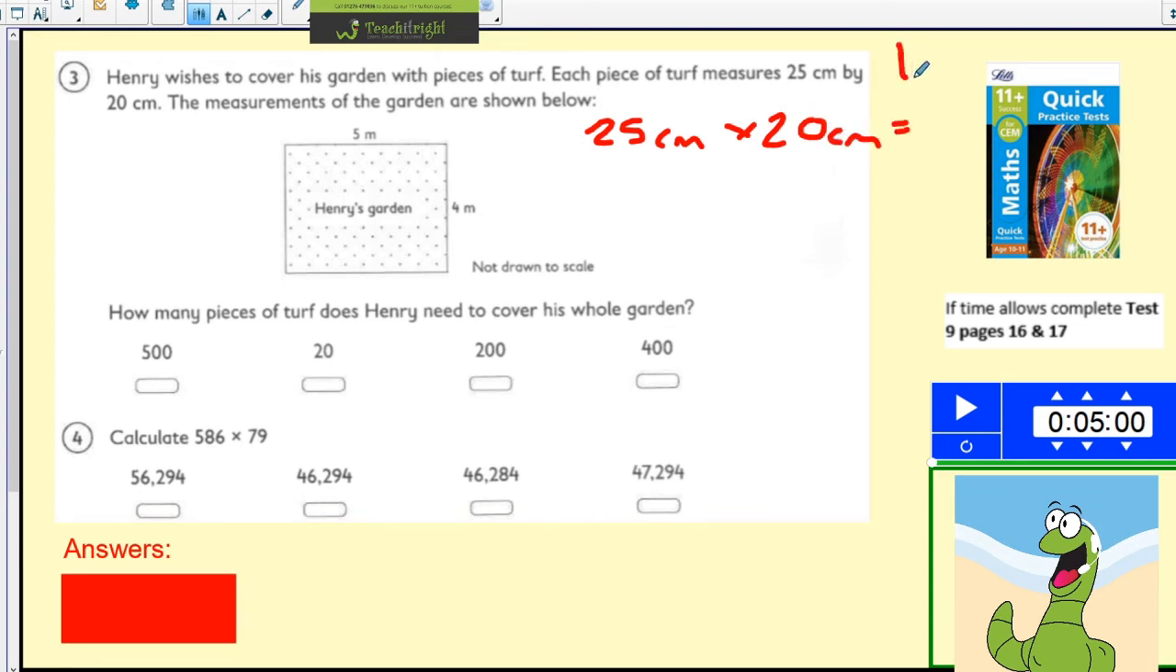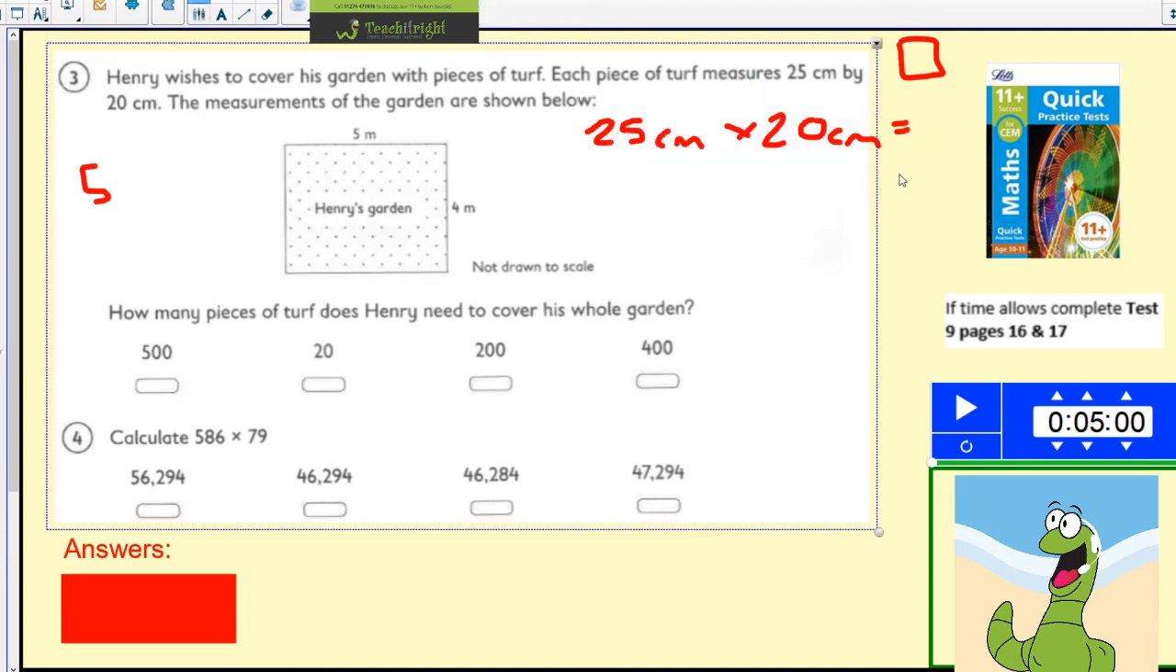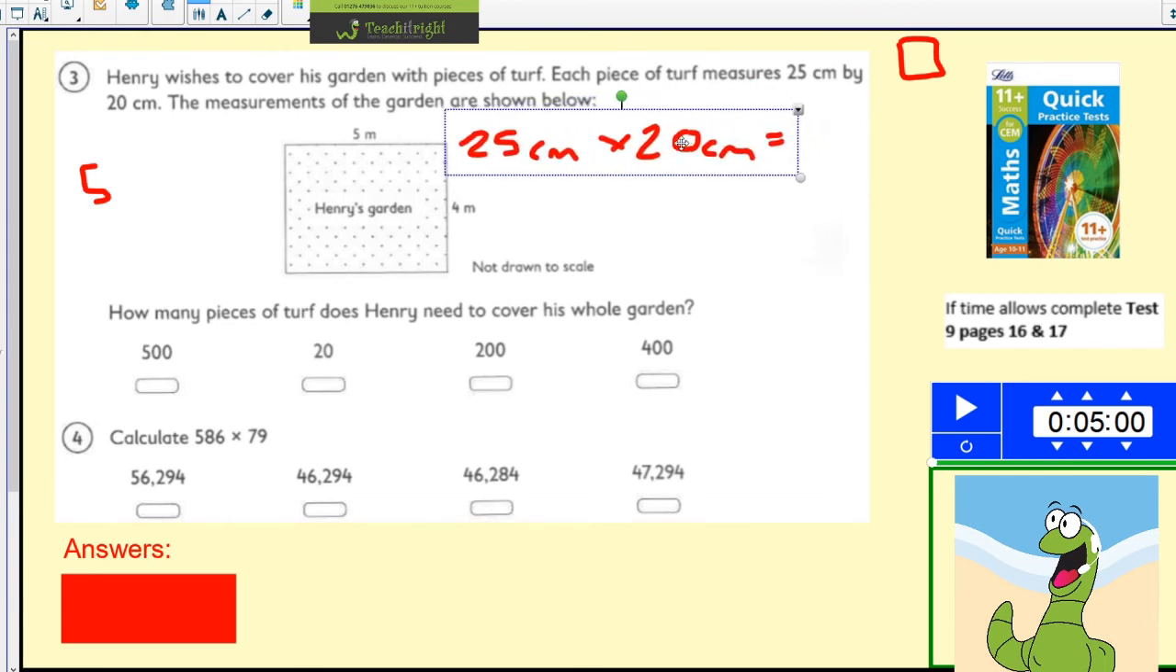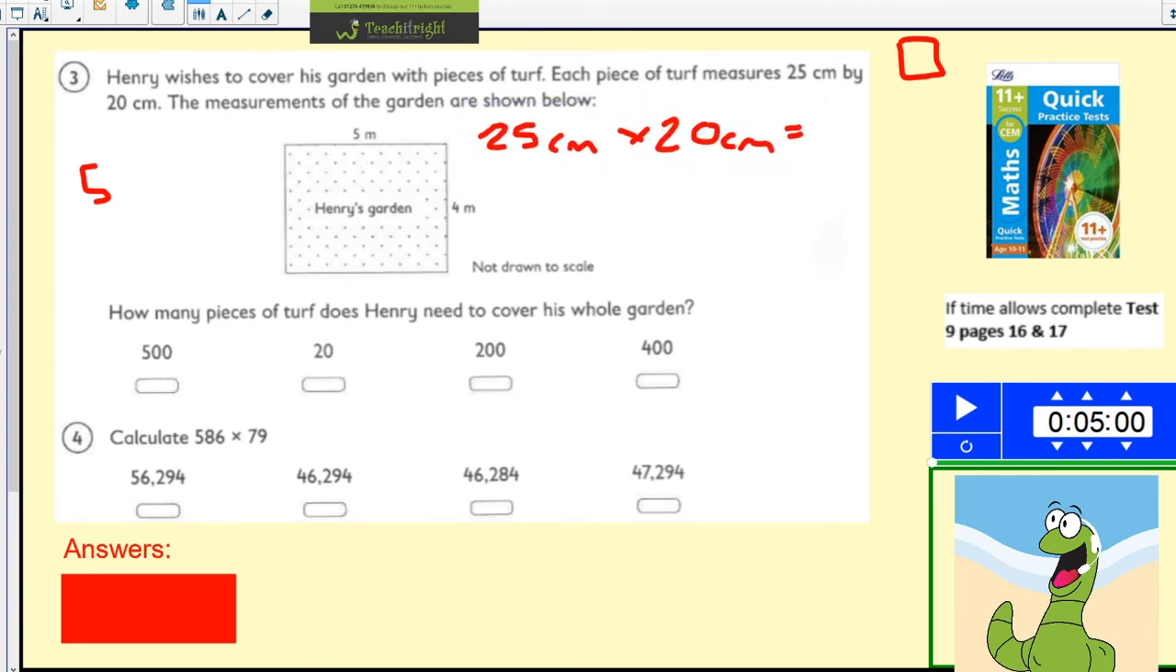I'm timesing the width by the height. And they need to cover the area of this entire thing, which is going to be 5 meters times 4 meters. This is a problem. We've got centimeters and meters. So there's a couple of ways to do it. We could turn everything to centimeters, which might be easier, or we could turn everything to meters. I think it depends. What's going to decide it is what my area in centimeters looks like. If it's a nice number that I can easily convert to meters, I might do that.